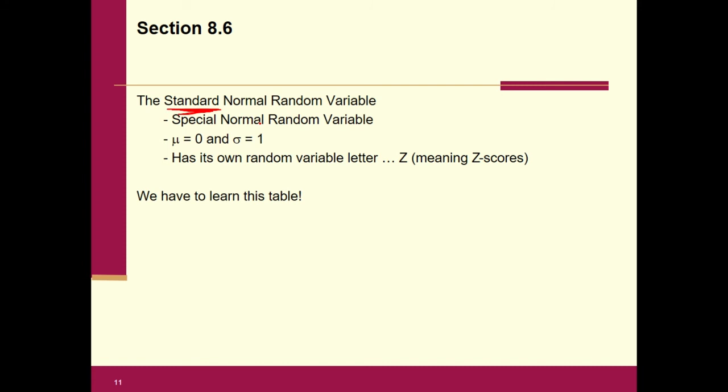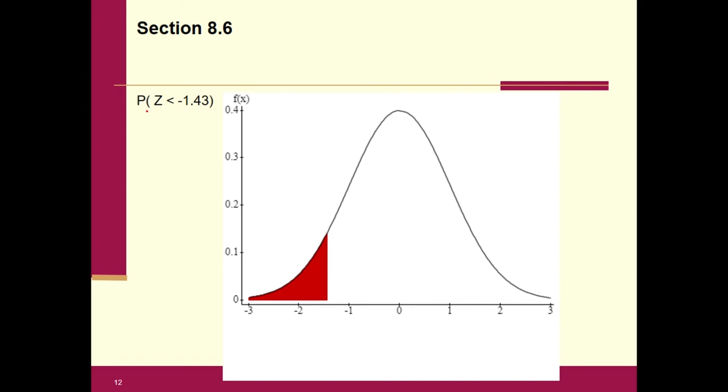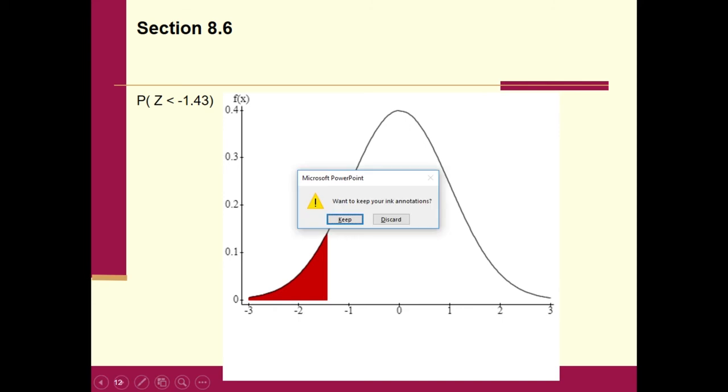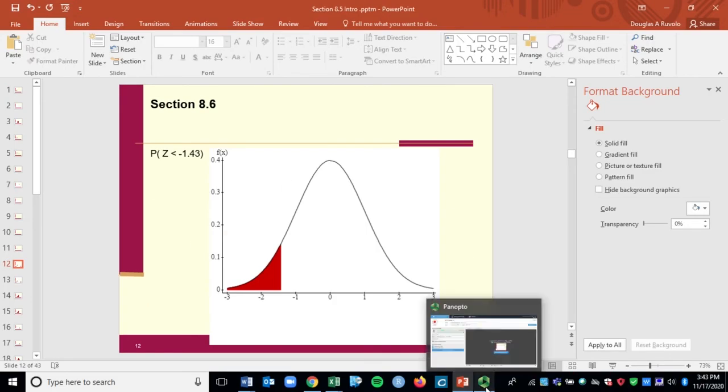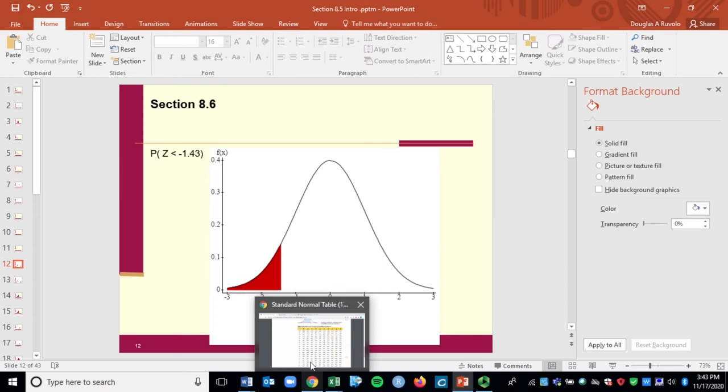I'm going to go in and out of this table in the presentation, so bear with me here. Let's say we look up the probability that Z is less than negative 1.43. We need to know what this area is, and whatever we find for that area tells us the probability that Z is less than negative 1.43. So let's go over to the table, which you can find in the course in probably one or two different places. Here it is.